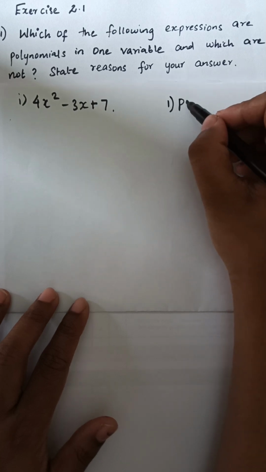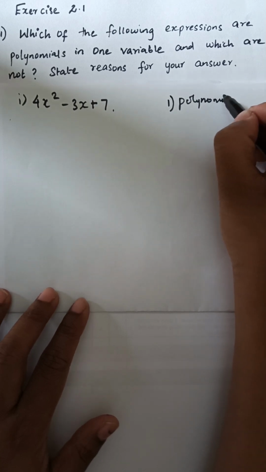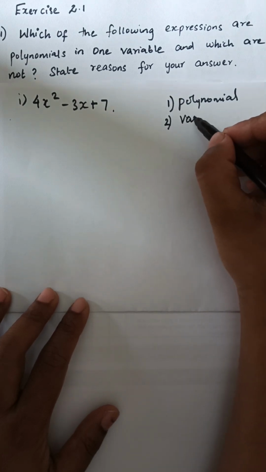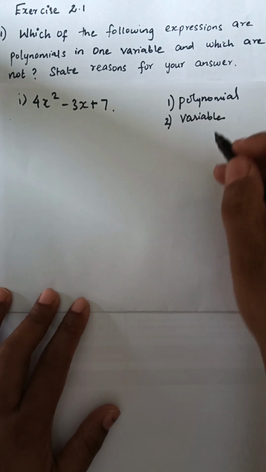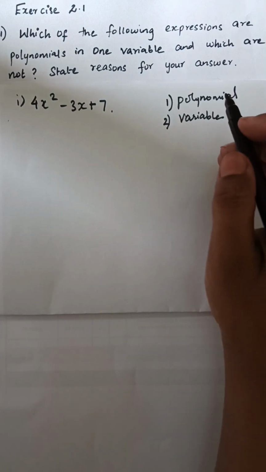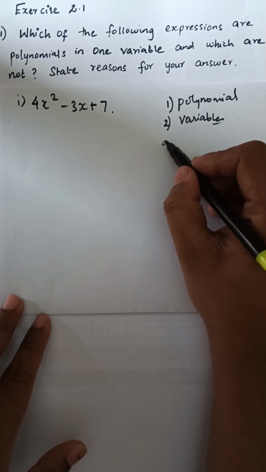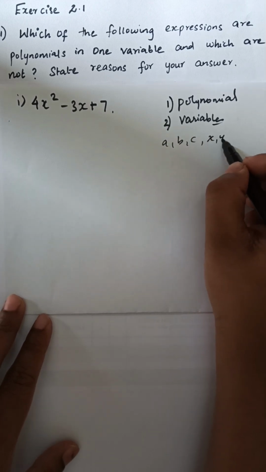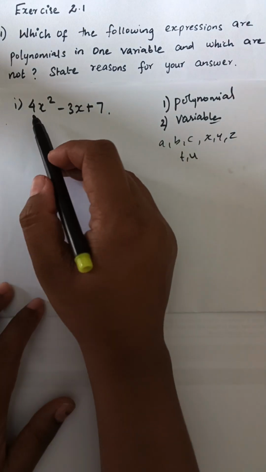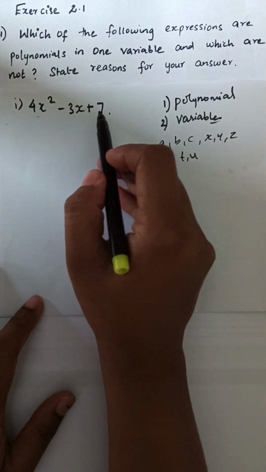First one is whether it is a polynomial or not. Next, if it is a polynomial, the next thing you have to check is the variable: it has one variable or more than one variable. So what is meant by a variable? A, B, C, X, Y, Z, T, U, everything is a variable. Okay, done.